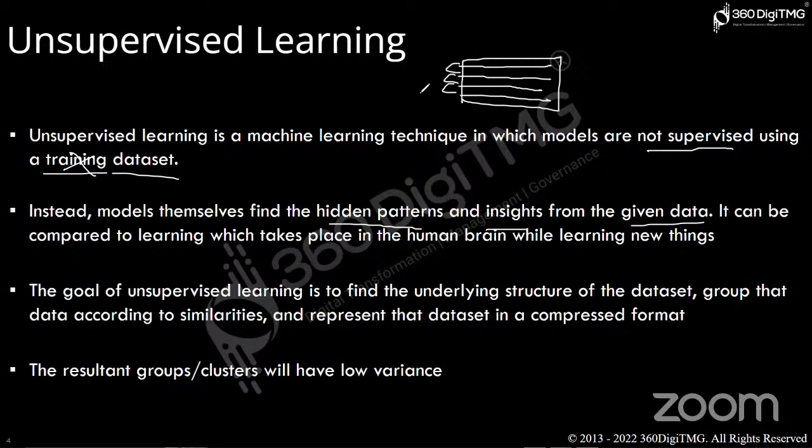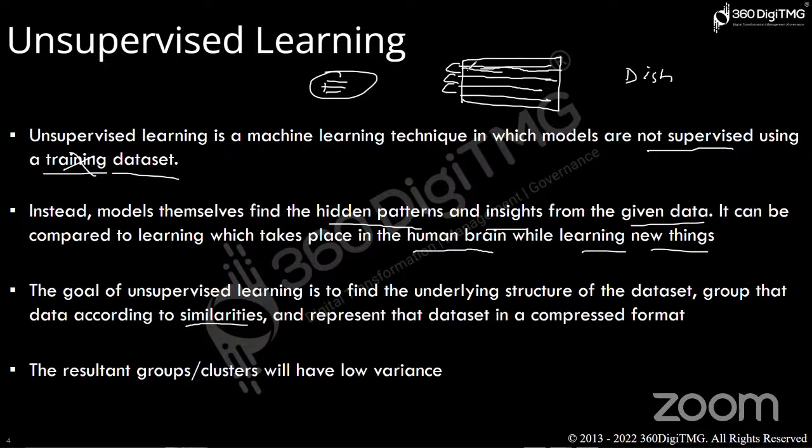So we will try to find which data are closer to each other. Whichever data are closer to each other, if we are talking about distance, as I told you, we'll group them together, the closer ones. It can be compared to learning which takes place in a human brain while learning new things. The goal of unsupervised learning is to find the underlying structure of the data set. So within this data set only, whichever rules and patterns are already present, we try to find that out, then group the data according to their similarities.